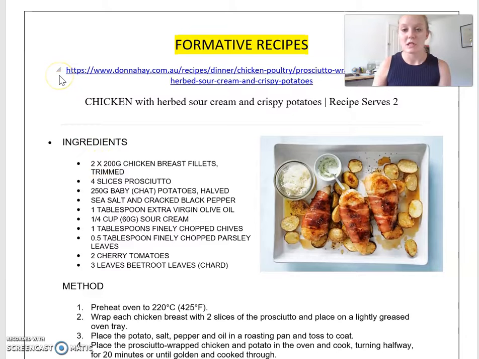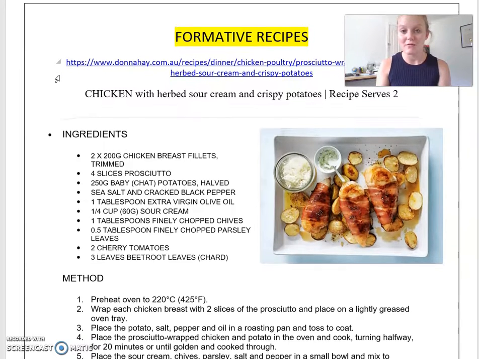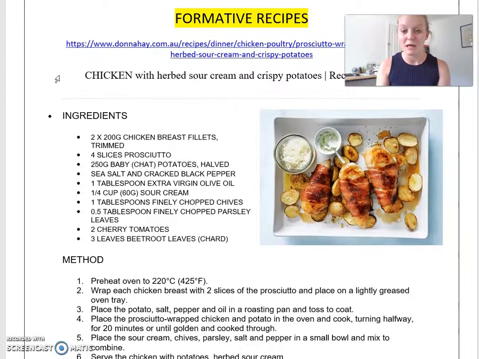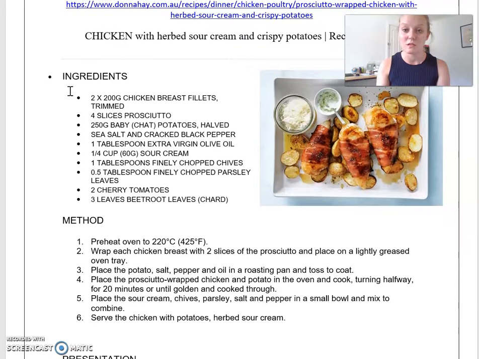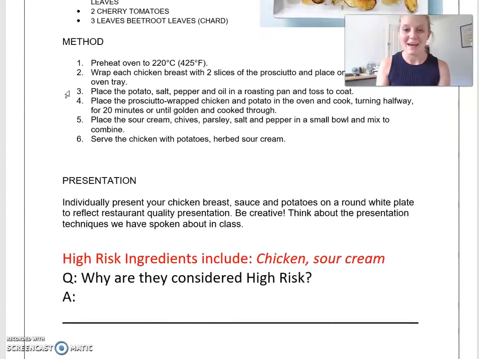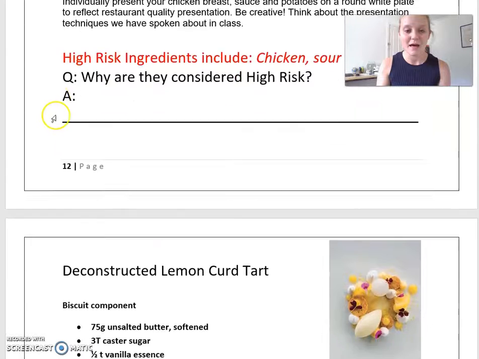And then while you're doing all of this investigating and writing your action plan, we are going to break up our theory lesson time with some pracs as well. So these formative recipes explicitly relate to food safety and plate presentation. So there's a chicken with herbed sour cream and crispy potatoes. Right? Sauces are also a high-risk food if they're not stored correctly, like in airtight jars. Air can get onto them and bacteria can grow, things like that. You'll learn all about it. Okay, we're going to speak about that.